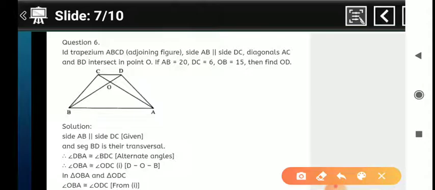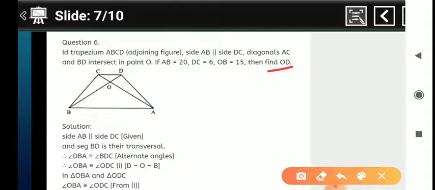The quadrilateral ABCD is a trapezium, and we know that in a trapezium one pair of sides is parallel. So in trapezium ABCD we can see side AB is parallel to side CD. In the question we are given some measurements and we have to find the length of OD. So see the solution.